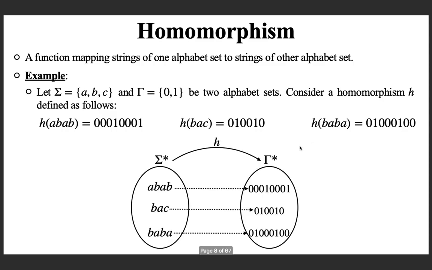So basically, a homomorphism h is a function mapping strings from one alphabet set to strings in another alphabet set. This is the example given. ABAB is mapped to this binary string, BAC is mapped to this string, and BABA is mapped to this binary string. So basically, a homomorphism is a mathematical function mapping strings of one alphabet set to strings of another alphabet set.